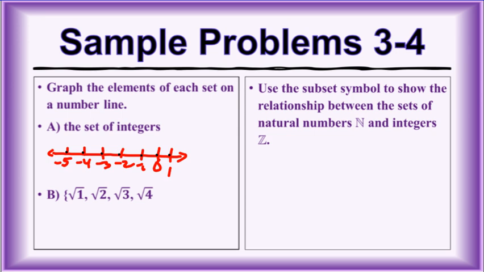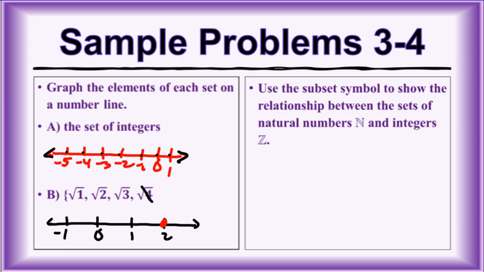I could have done a few, but it's important that you put these arrows at the end to show that it continues. There are integers to the right and to the left of that one. And this last one here, draw a number line. So we'll have -1, 0, 1, 2, and plot these on our graph. I know the square root of 4 is 2, so I can plot that one down.